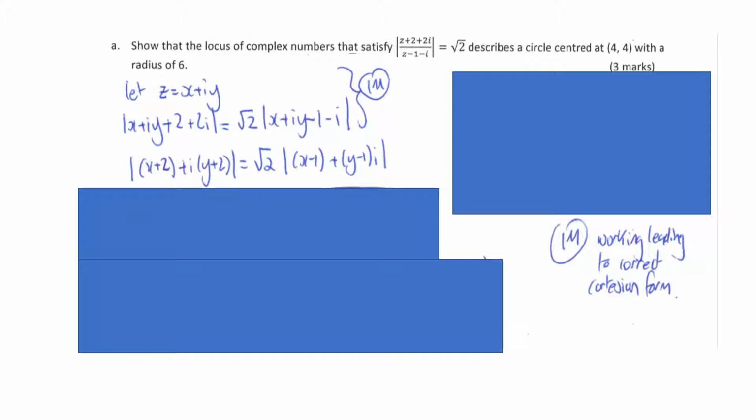You've got to show that the locus of complex numbers describes a circle centered at 4, 4 with a radius of 6. So the way to go forward is to generalize z in Cartesian form, x plus iy, and aim to get a Cartesian rule of the form x minus 4 all squared plus y minus 4 all squared equals 36, the square of 6. So there it is.